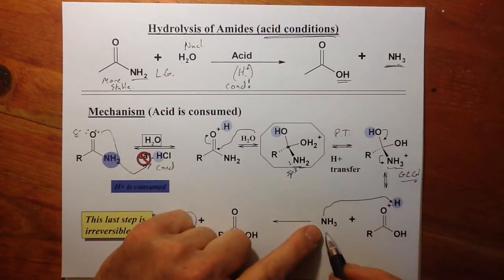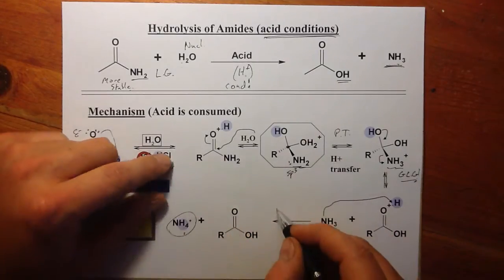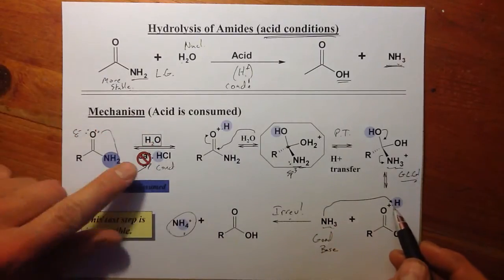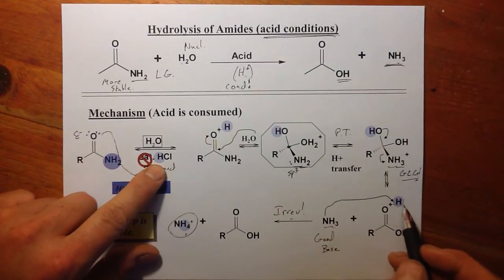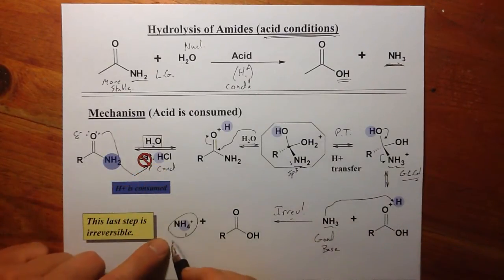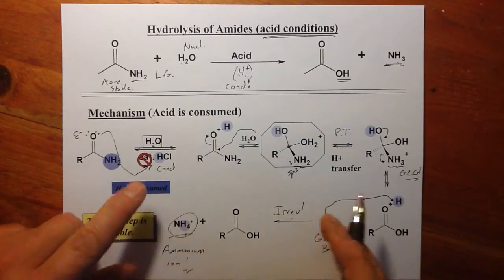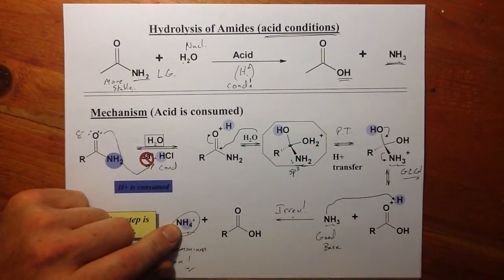So we can kick off that good leaving group, and that good leaving group is a good base. It's not a great base, but it's a good base, and we can irreversibly bind that, not catalytic proton, but equivalent proton. For every one of these protons in blue, we're going to make one ammonium ion. So we bury this reaction by taking equivalent amounts of acid to equivalent amounts of ammonium ion.